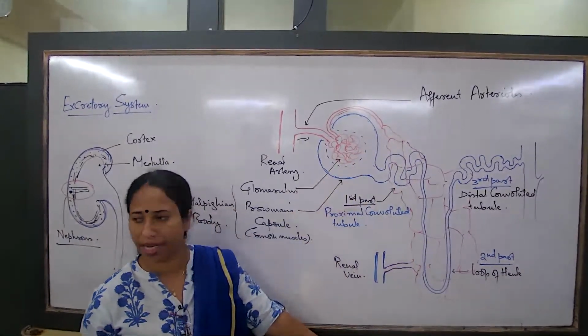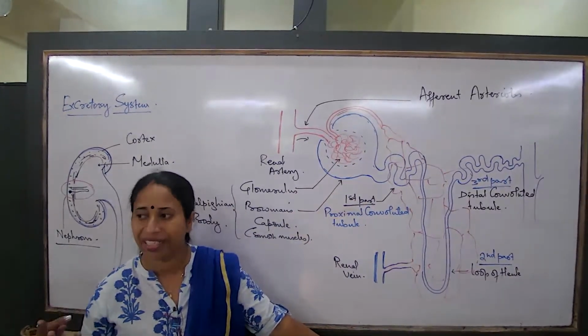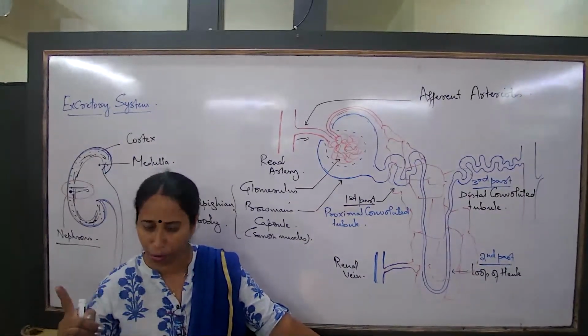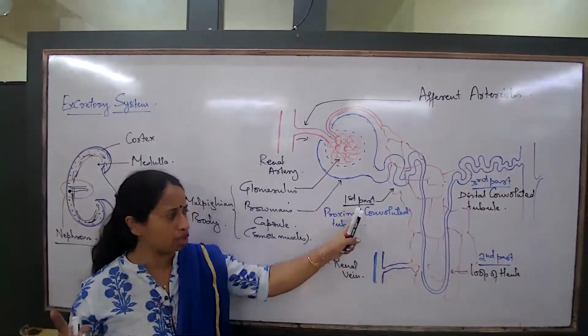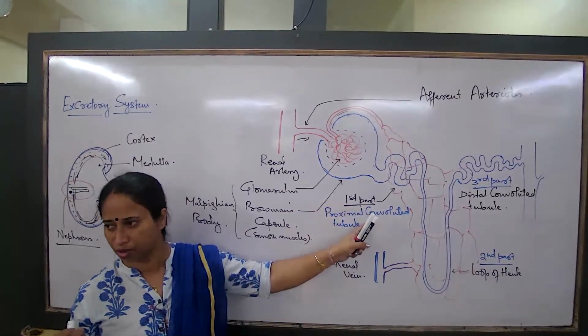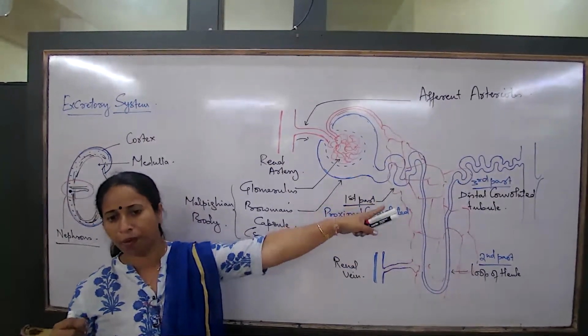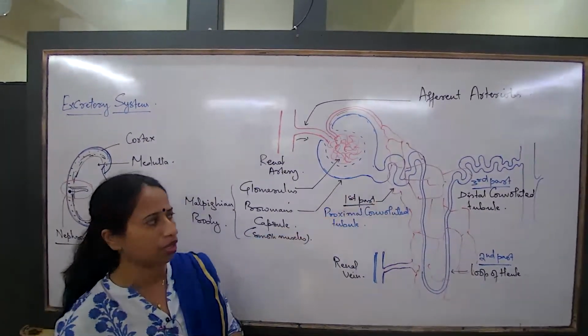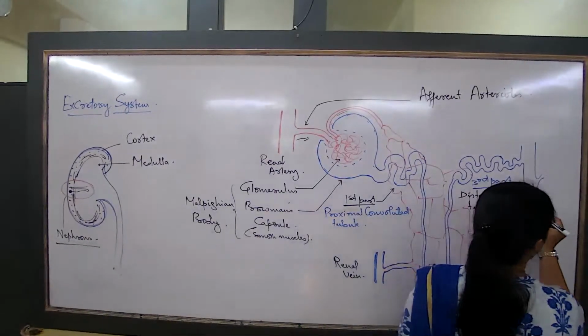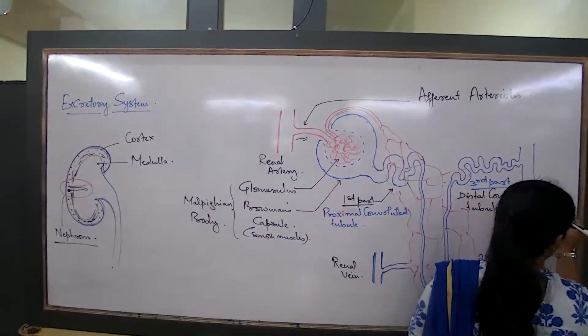The tubular portion is divided into three regions. What are the three regions? Number one, the first part is also known as the proximal tubule. The second part is known as the loop of Henle. The third part is known as the distal tubule. And the last region is known as the collecting duct.